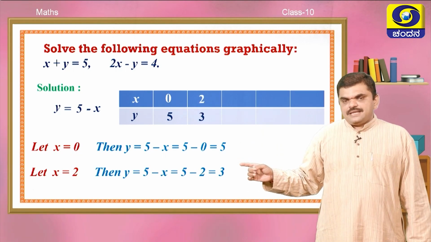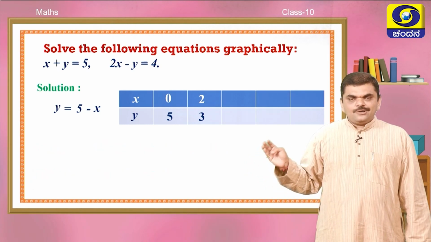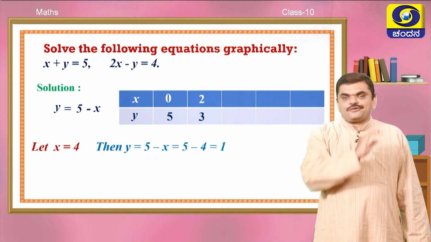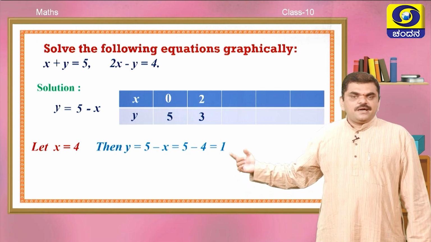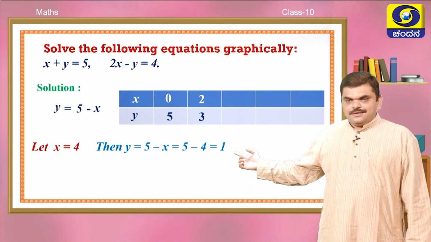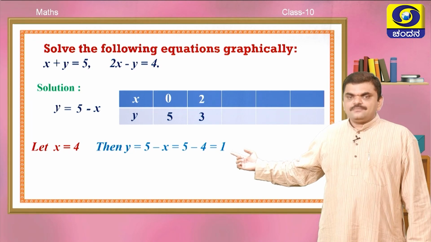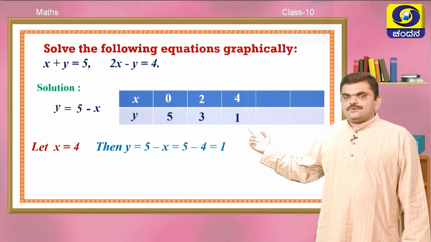Yes children, next, what value do you take? I took x as 4. Then y is equal to 5 minus x, 5 minus 4, that is 1, correct? Right children, when x is equal to 4, y is equal to 1.